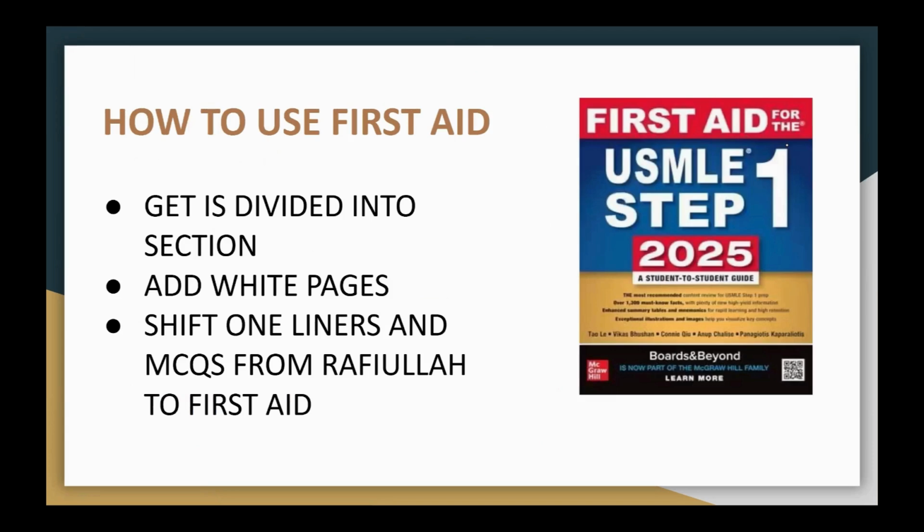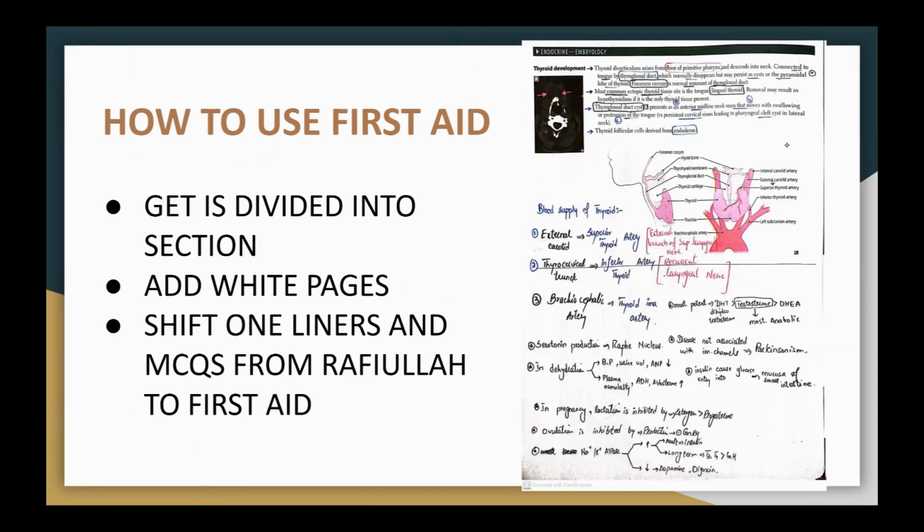Now, how to use First Aid and what you have to cover from First Aid. First of all, get it divided into sections or at least add white pages, because however there is a lot of space in many pages, a few pages are quite bulky. They have a lot of tables and stuff. You cannot add a lot of information over there.